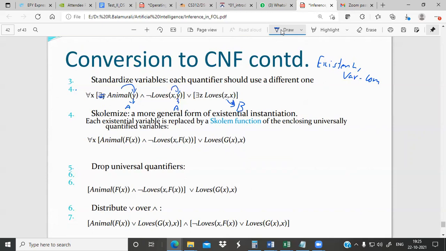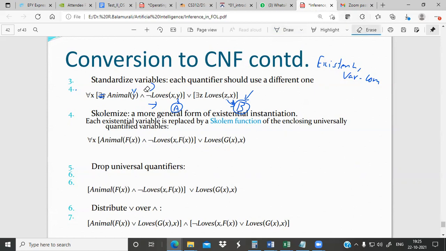So the statement says either there is some animal a which is not loved by x, or there is some b who loves x. Here the meaning is not preserved, because we are now limiting to one particular animal a and one particular individual b. But that is not our statement. Our statement says that everyone who loves all animals will be loved by someone. That someone is not b, it can be anybody. You cannot only say that it is b.